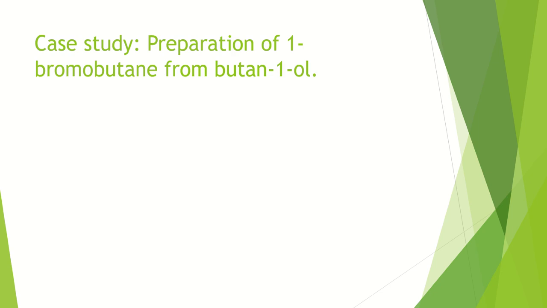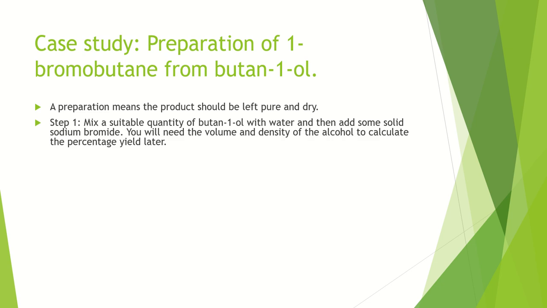So the case study, as I said earlier, that we're going to look at, but this is applicable to many other preparations, is making 1-bromobutane from butan-1-ol. So a preparation very simply means that it must be left in a pure dry form. What I'm going to do is talk you through the method, but I'm also going to talk you through the questions that an examiner would ask about various stages in the method, because let's face it, anybody can learn a method, but not everybody can answer questions as to why you did this or why you did that during the method.